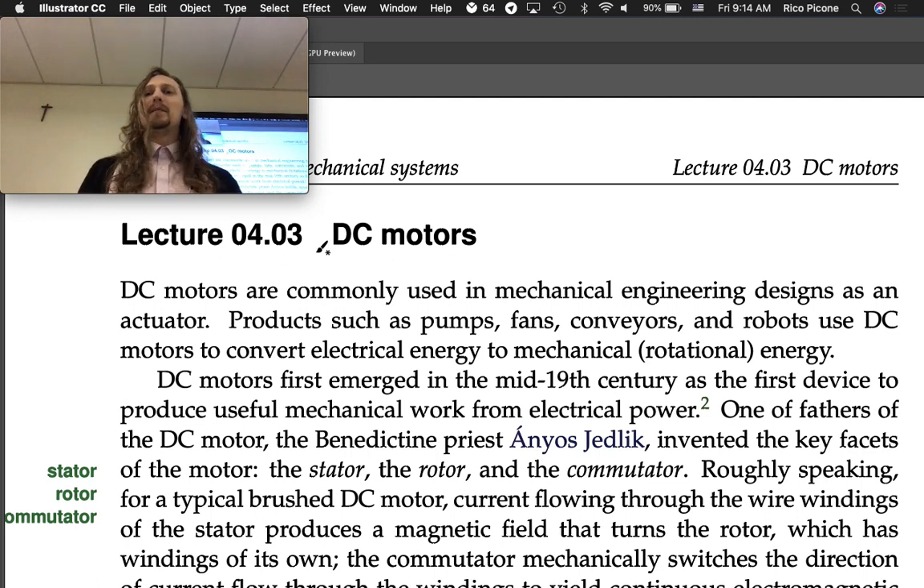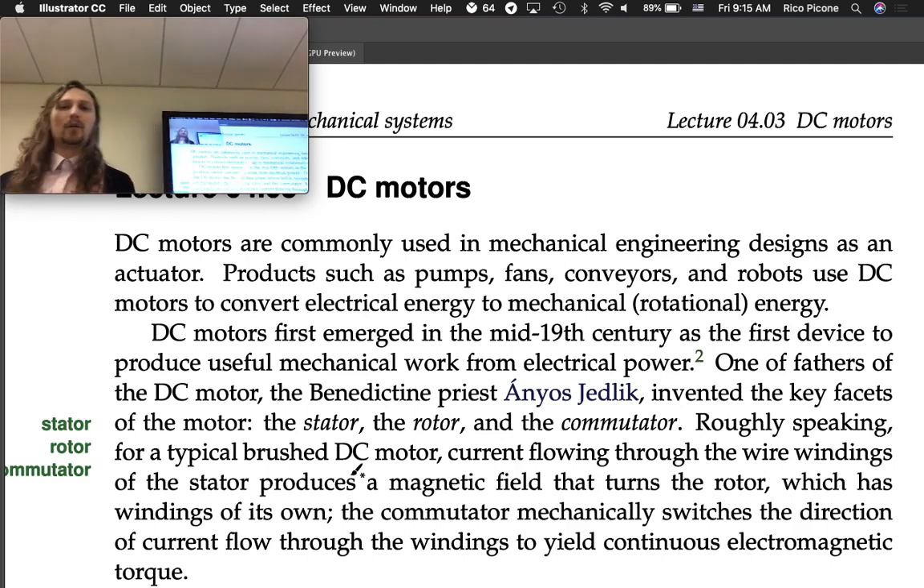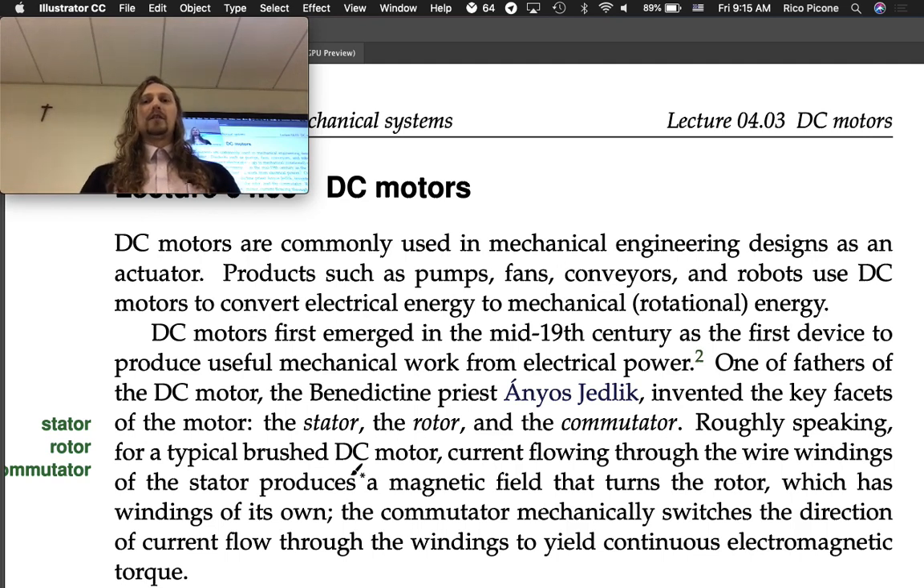They're commonly used in mechanical engineering designs as an actuator. So motors, at least, are the most common actuators, and DC motors are one type that show up. Products such as pumps, fans, conveyors, and robots use DC motors to convert electrical energy to mechanical rotational energy. DC motors first emerged in the mid-19th century as the first device to produce useful mechanical work from electrical power. So this is the key thing for us, right? We got this electronics. We want to be able to do mechanical work with the electrical power.